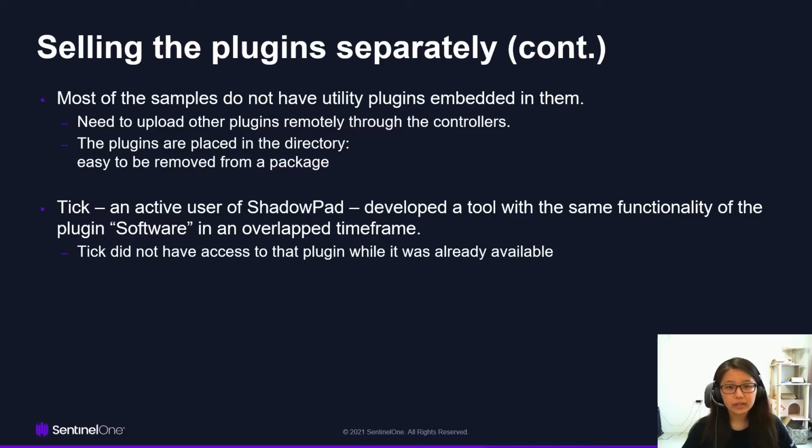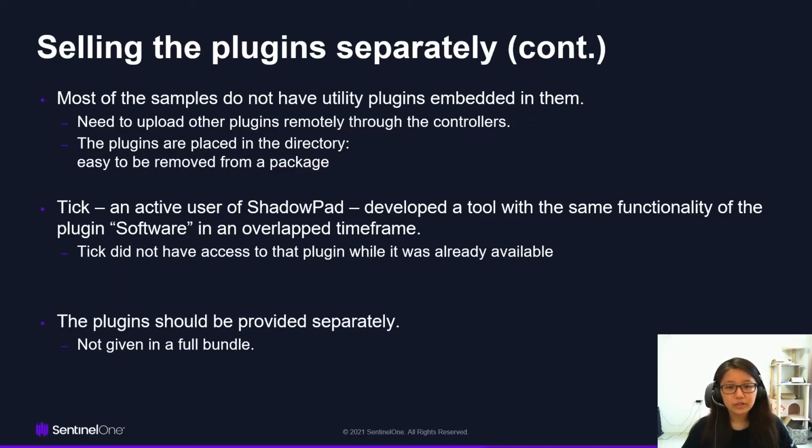Tick was one of the active users of ShadowPad and started to have access to ShadowPad from at least 2018. While they used ShadowPad as the main backdoor for intrusion, they sometimes still developed some small tools. We discovered a tool from them to list all of the installed software on an infected host, but around the same time, ShadowPad already had a plugin called software, which did exactly the same. By this, we can assess that Tick did not have access to that plugin, and that was why they needed to develop another tool for the same purpose.